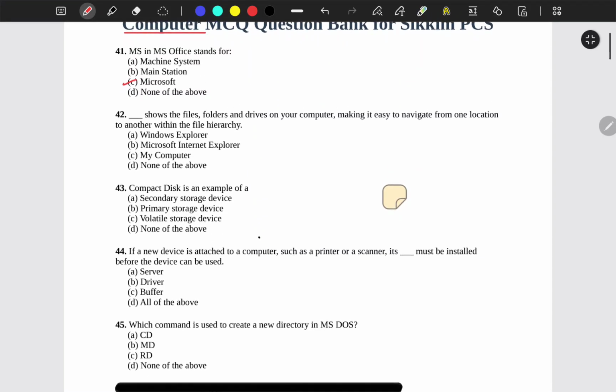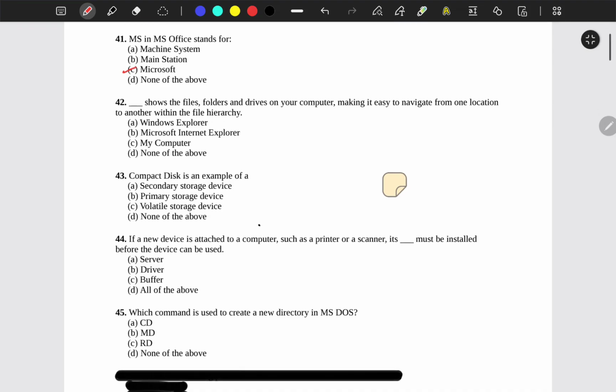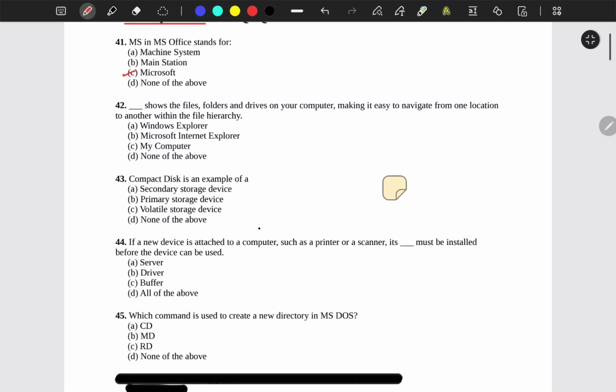So the second question is, dash shows the files, folders, and drives on a computer, making it easy to navigate from one location to another within the file hierarchy. Okay, so it helps you show file folders and drives on your computer, right? So if you look at the options, try to solve it. First we can eliminate Microsoft Internet Explorer, because this is internet. So the correct answer here would be Windows Explorer, also known as File Explorer.